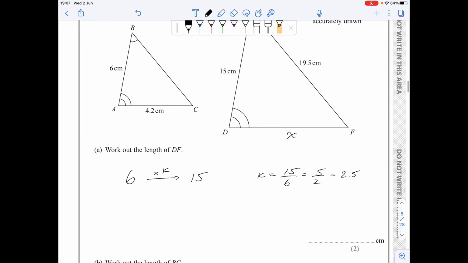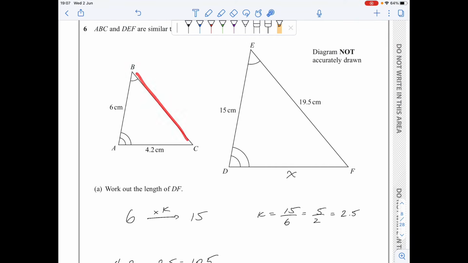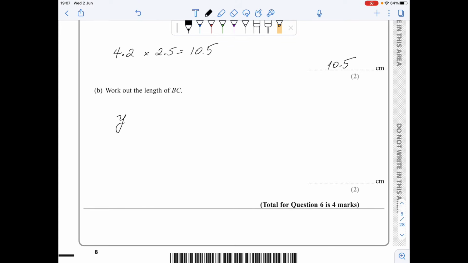So to find DF, that's x, the base of the triangle, I will start from 4.2, multiply by my scale factor and get the answer, which is 10.5. Now to find BC, which is this side here, let's label this y. Again, I'll use the scale factor. y times 2.5 will give me 19.5. So y is 19.5 divided by 2.5, and this will be 7.8 centimeters.